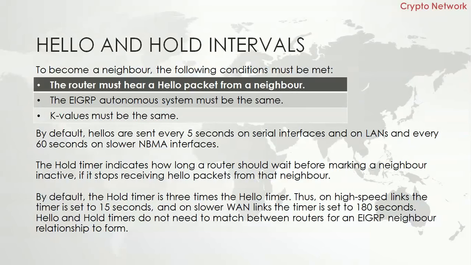So EIGRP routers that belong to different autonomous systems don't automatically share routing information and they don't become neighbors though. This behavior can be a real benefit when used in large networks to reduce the amount of route information propagated through a specific autonomous system. Here the only catch is that you might have to take care of redistribution between autonomous systems manually.